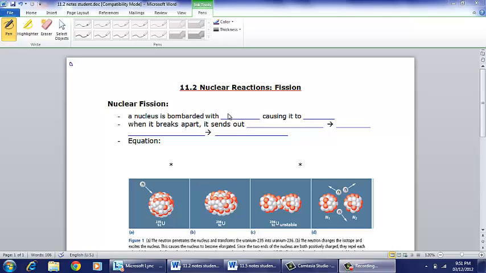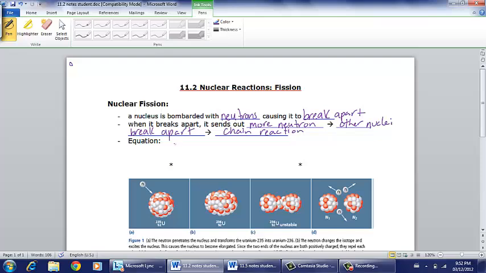First, starting with nuclear fission. This is the process of splitting a large nucleus into two smaller nuclei, and it's done by bombarding it or hitting it with neutrons. So a nucleus is bombarded with neutrons, and this causes it to break apart. When it breaks apart, it sends out more neutrons. These neutrons in turn hit other nuclei, causing them to break apart, and so on. This causes a chain reaction.